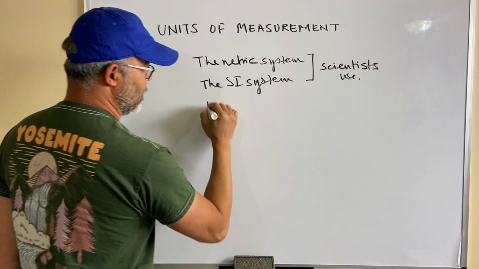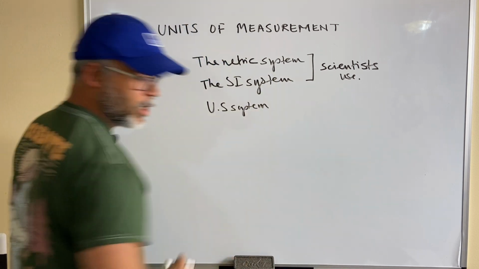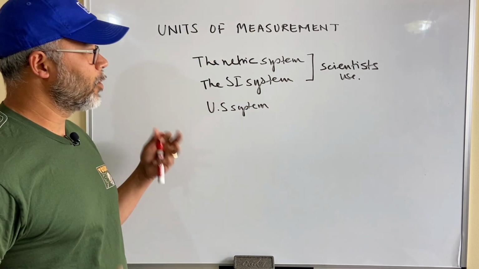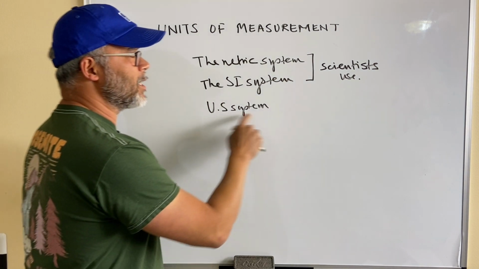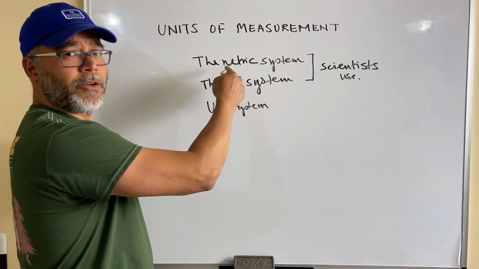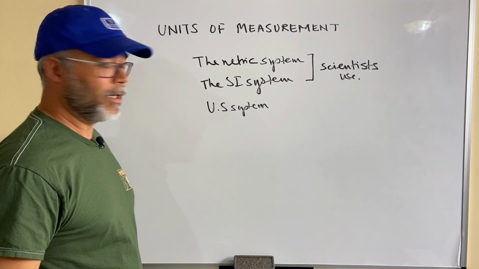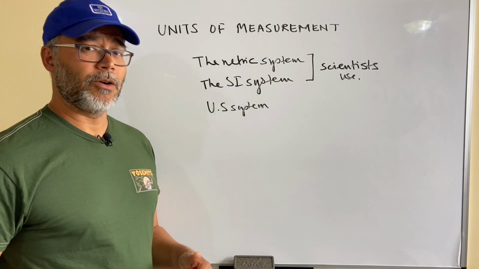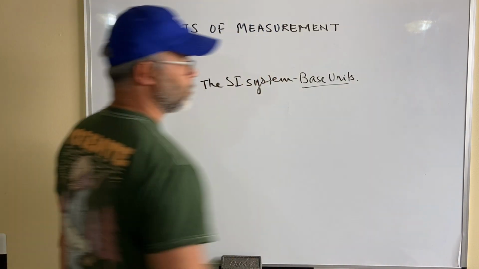And then the last one is the US system. So these are the three systems of measurement that we're going to take a look at. Now, oftentimes things will be given to you in the US system, and you just have to convert it to the metric system or the SI system to be able to use it in scientific calculations. So before we proceed with this, let's take a look at the base units of the SI system.